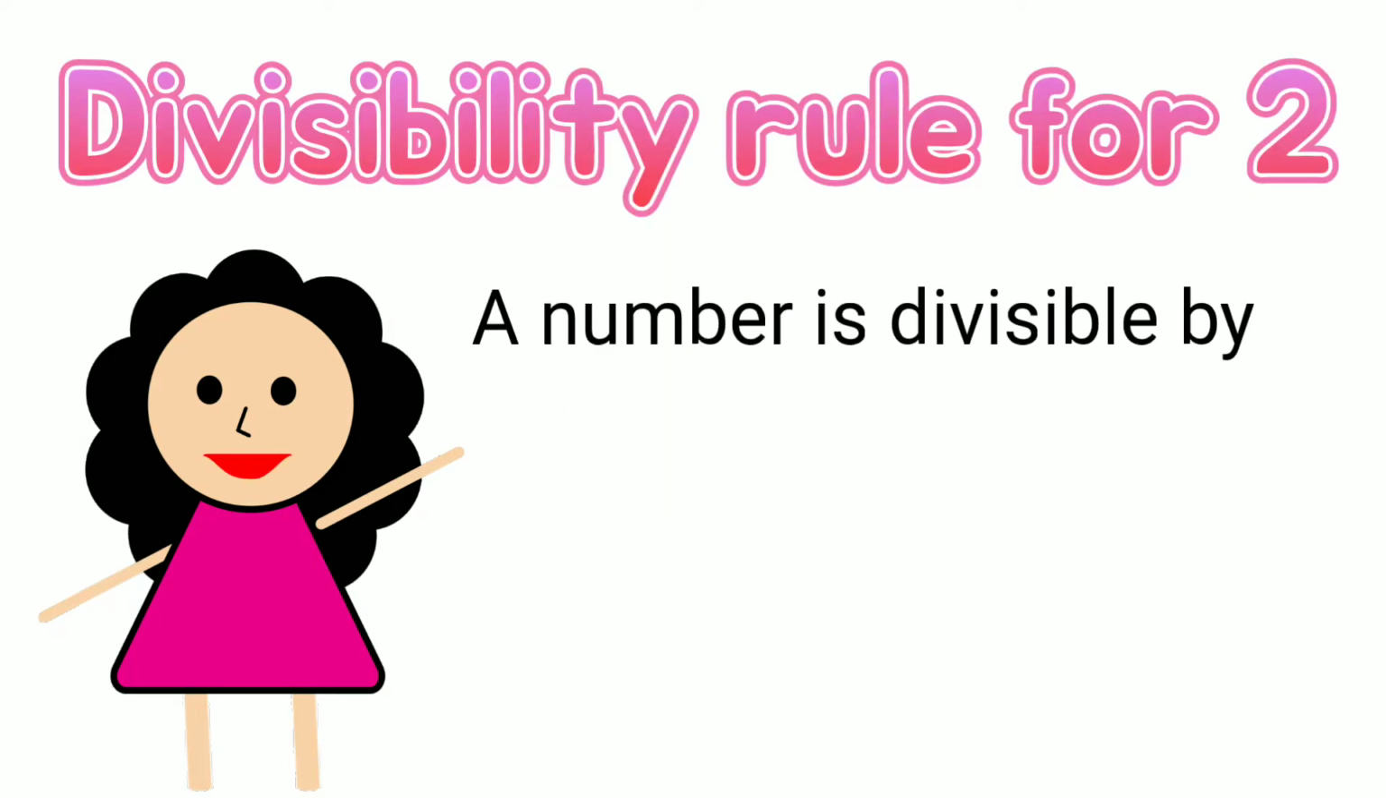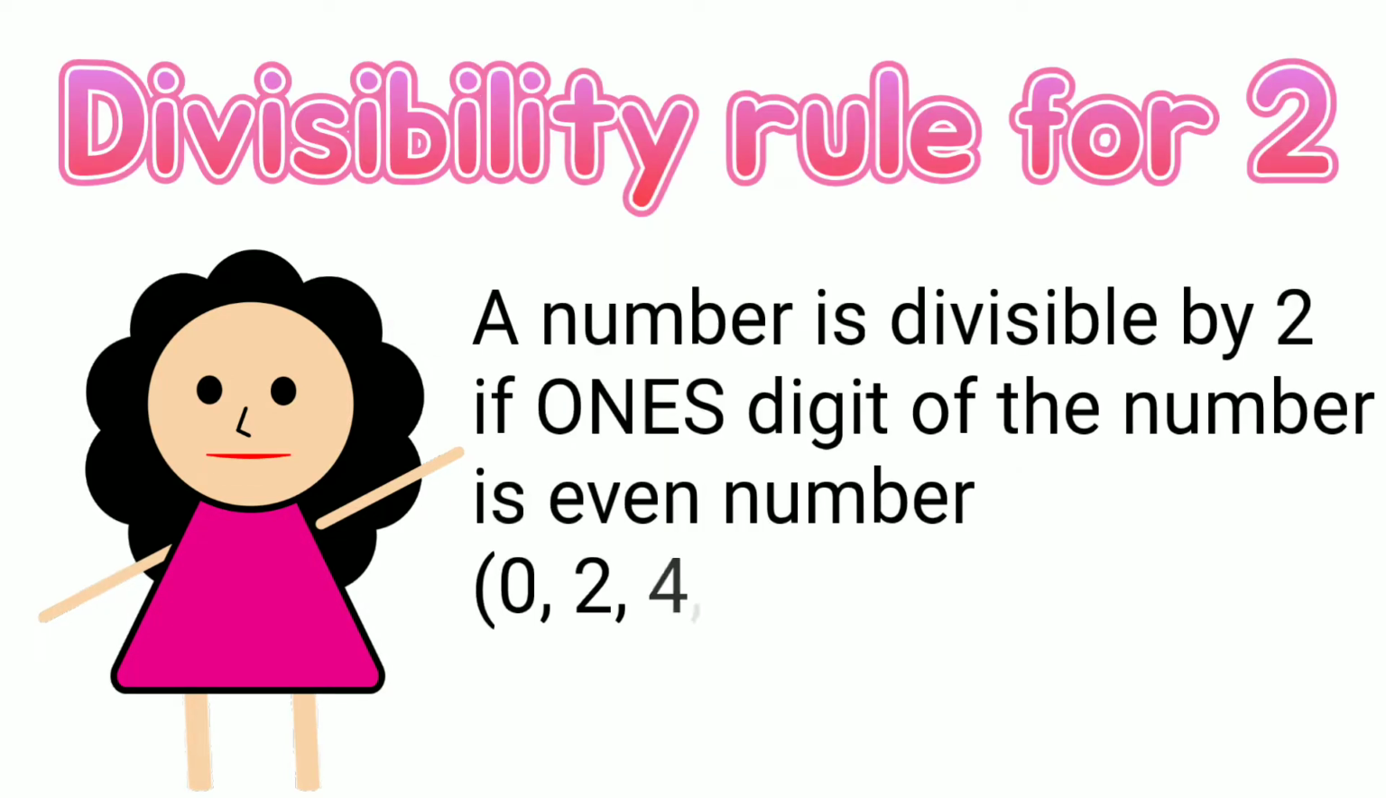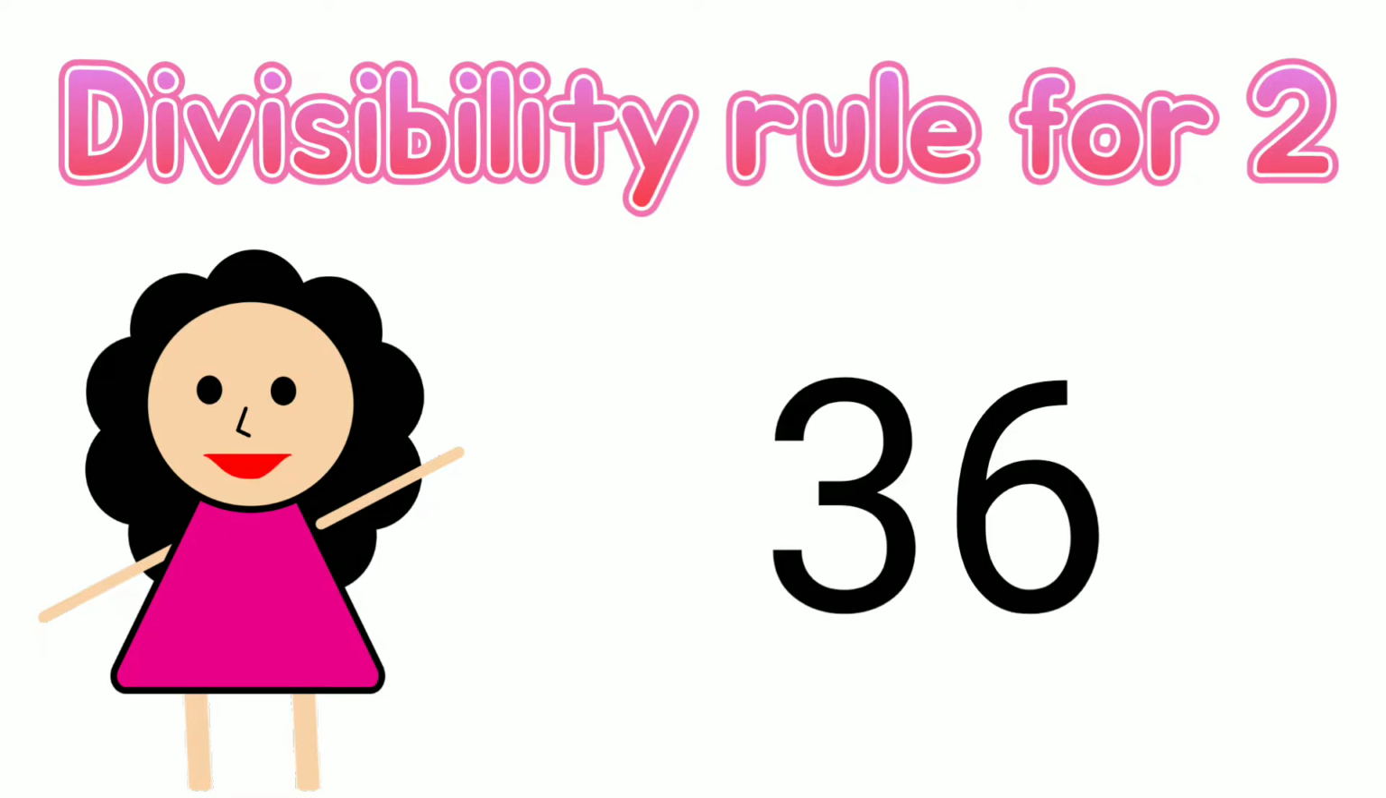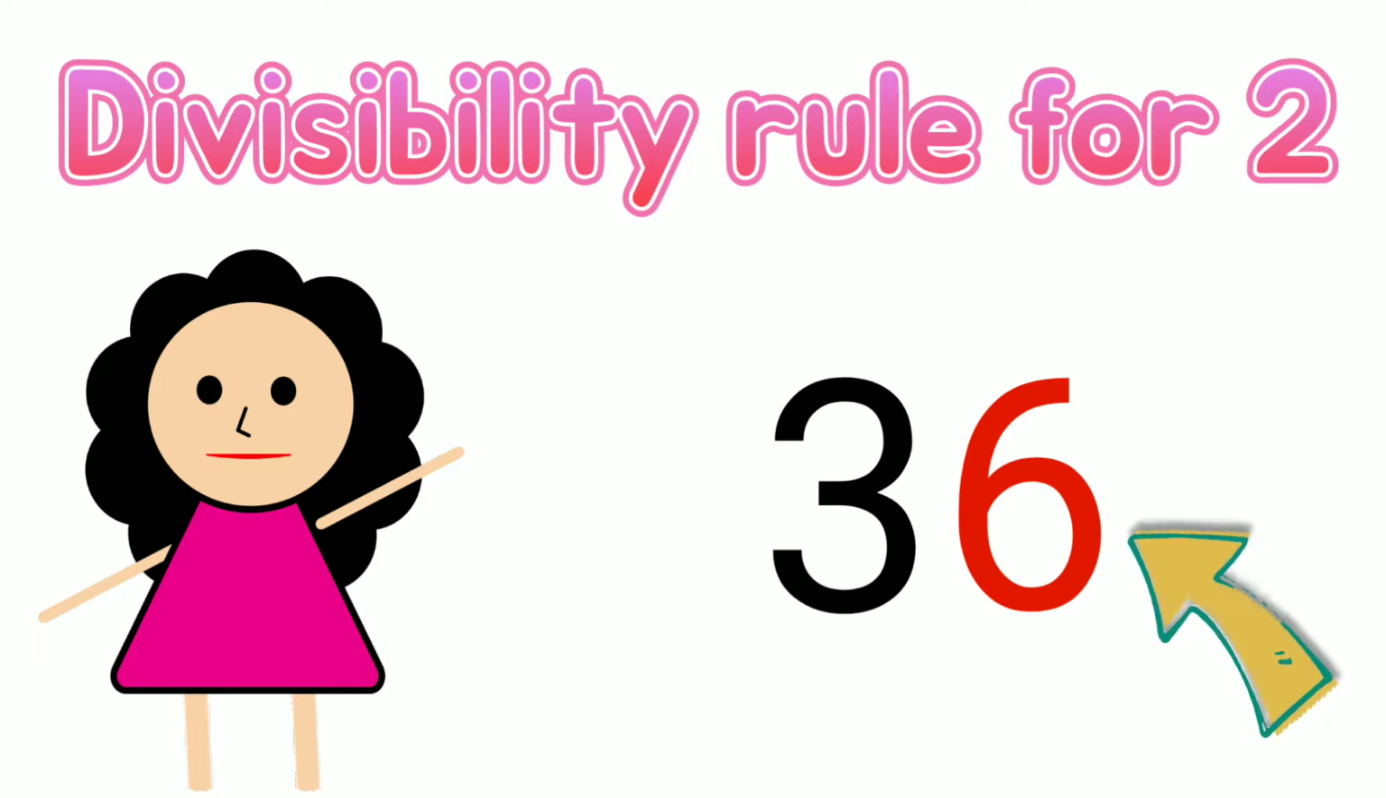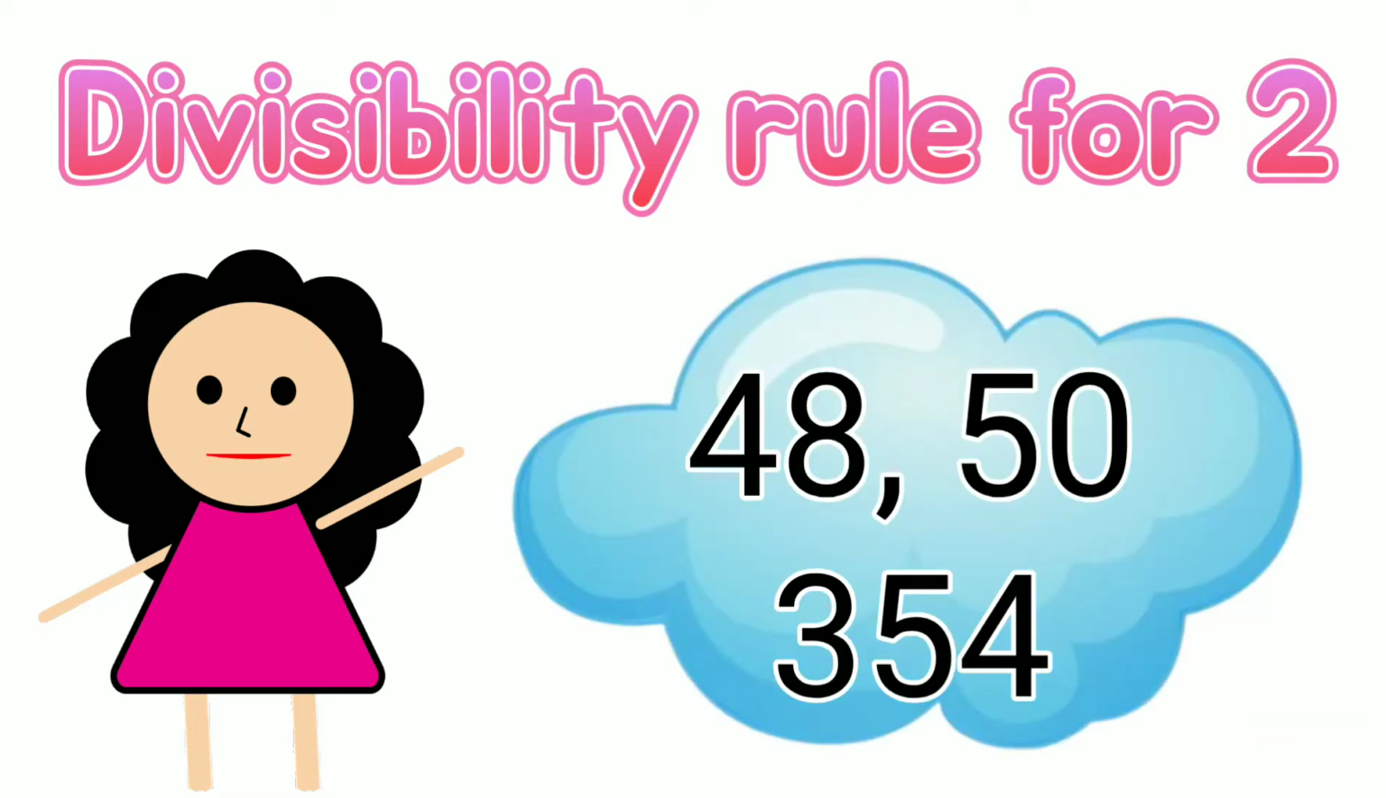Divisibility rule for 2. A number is divisible by 2 if the ones digit of the number is an even number: 0, 2, 4, 6, and 8. For example, 36. As you can see, the last digit or the ones digit of the number is an even number. Therefore, 36 is divisible by 2. Here's the other example.